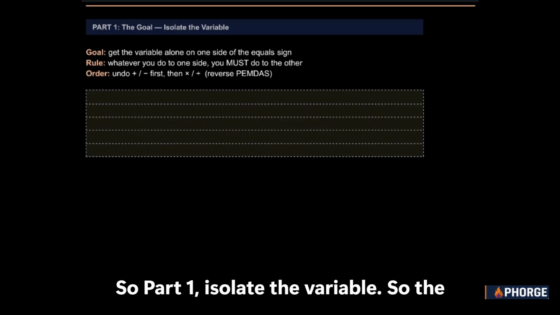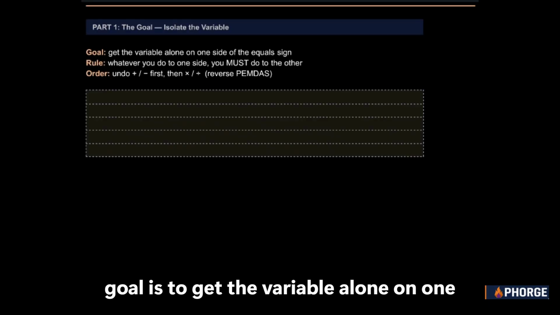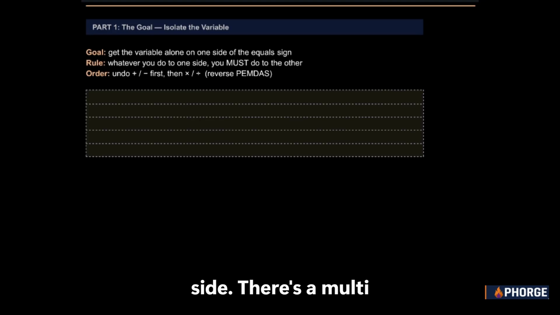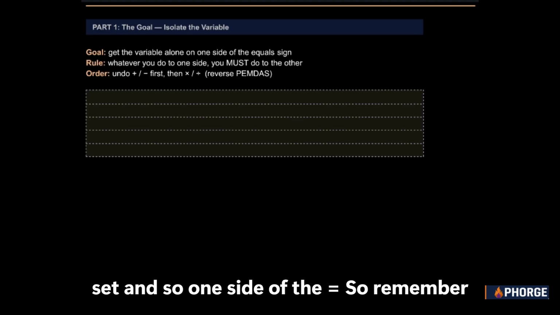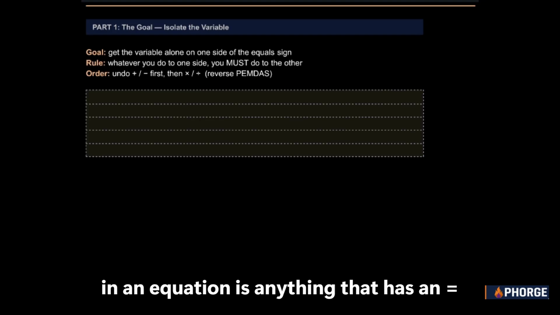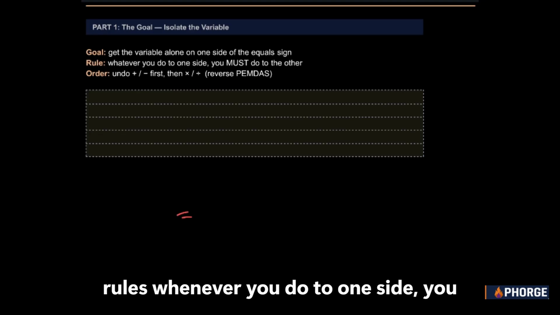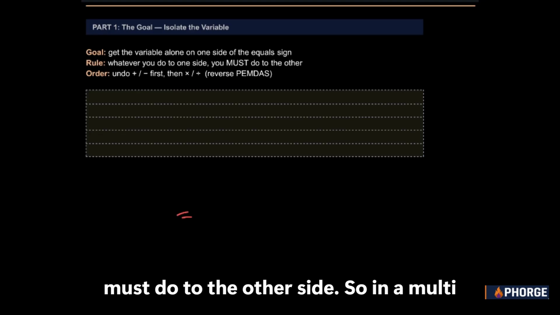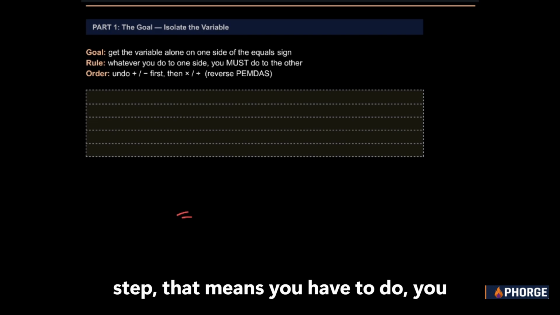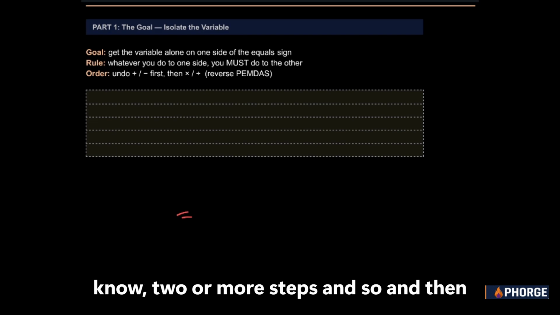Part one: isolate the variable. The goal is to get the variable alone on one side of the equal sign. Remember, an equation is anything that has an equal sign balancing two different sides. The rule is, whatever you do to one side, you must do to the other side. In a multi-step equation, that means you have to do two or more steps.